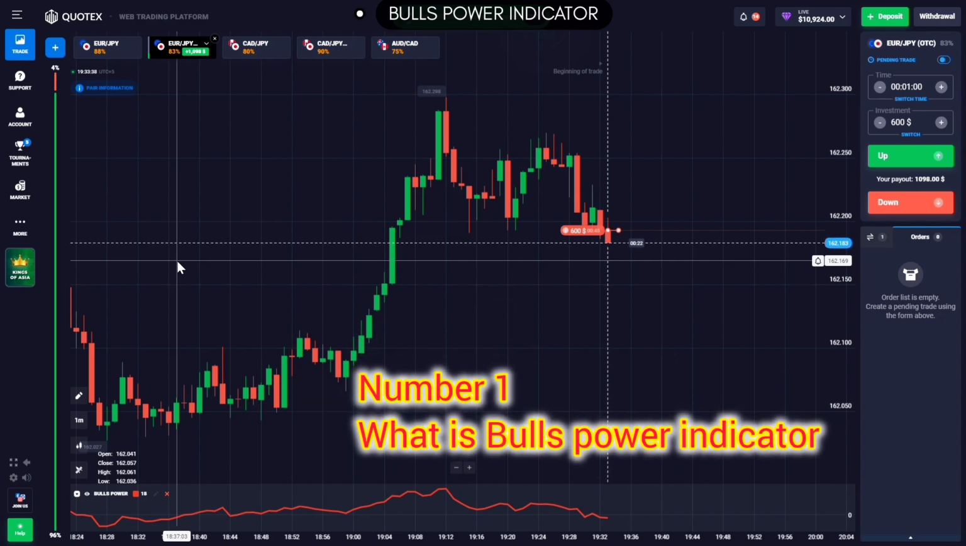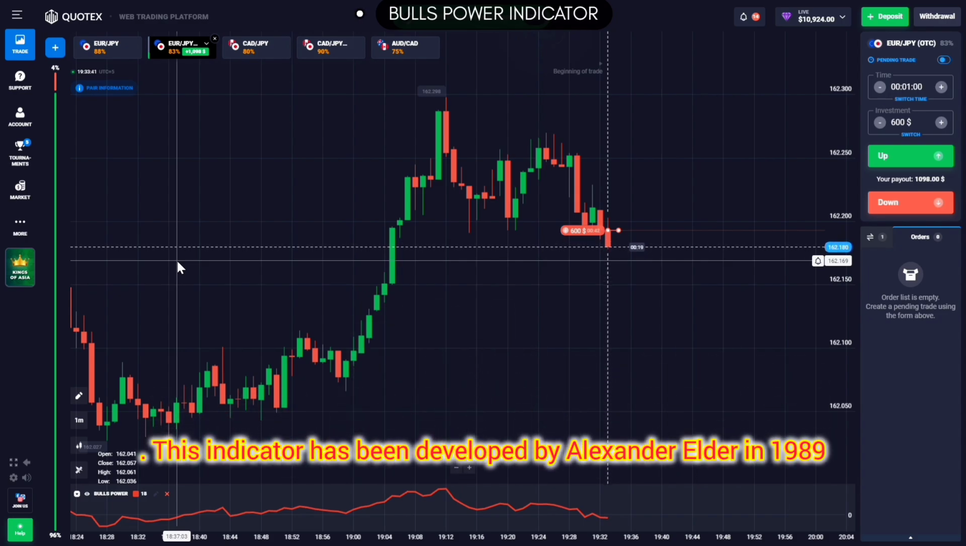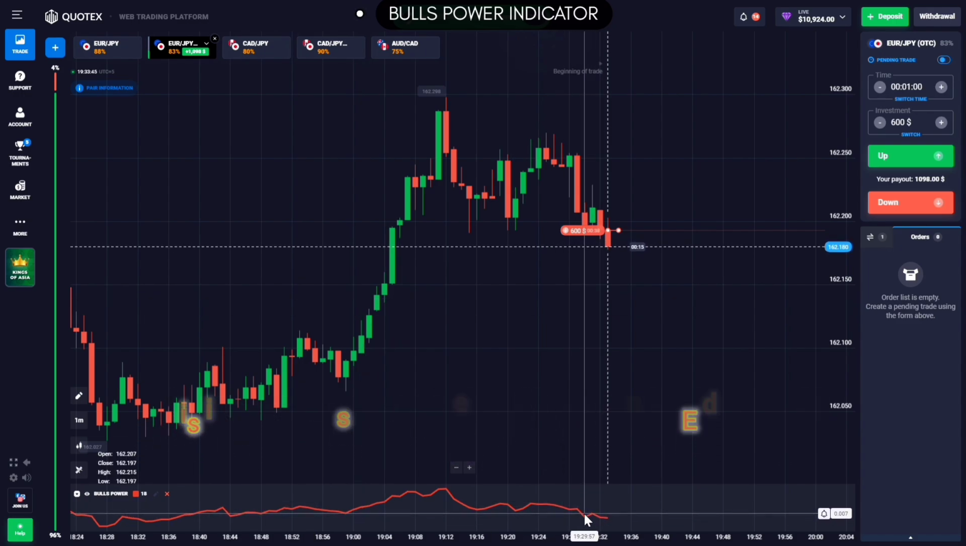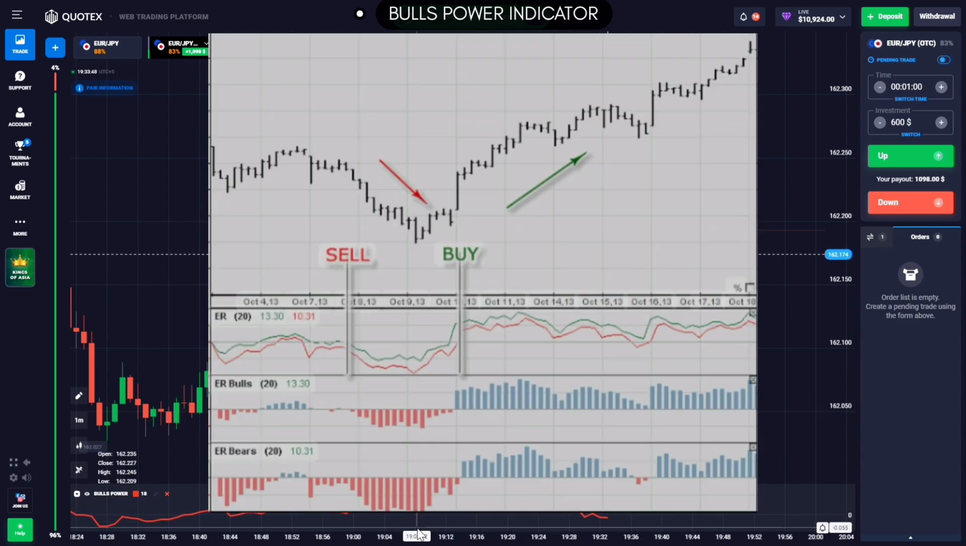The Bull's Power Indicator is a technical analysis tool developed by Alexander Elder. It measures the strength of bulls in the market by comparing the closing price to the highest high of the past period.